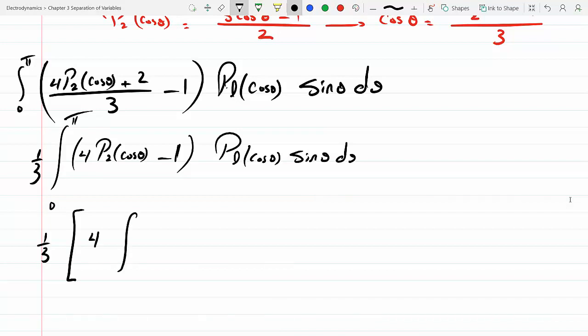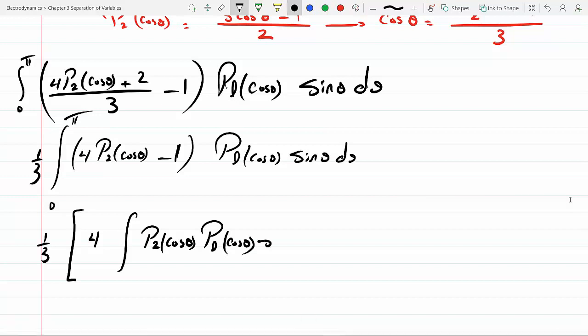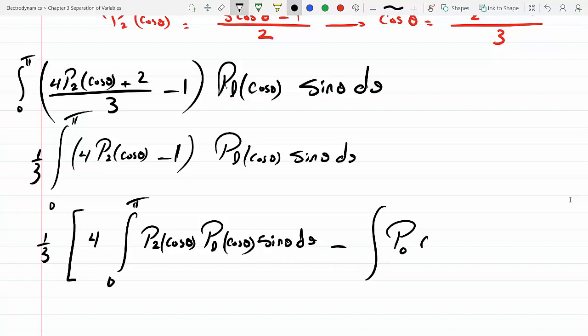and then I have 4 P2 cosine theta P_L cosine theta sine theta d theta, so that's one integral from 0 to pi, minus, right? Now notice 1 is the same exact thing as P0, right? P0 of cosine theta is 1, times P_L.